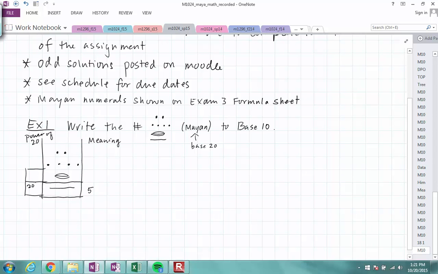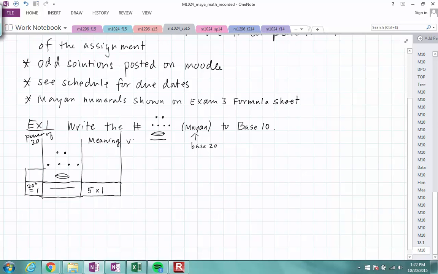So 20 to the 0 is 1. So we can also cut the ones place. And then the meaning of this would just be 5 times 1, or I have 5 ones. It's kind of trivial or always really simple for the ones place, no matter what the base system is.